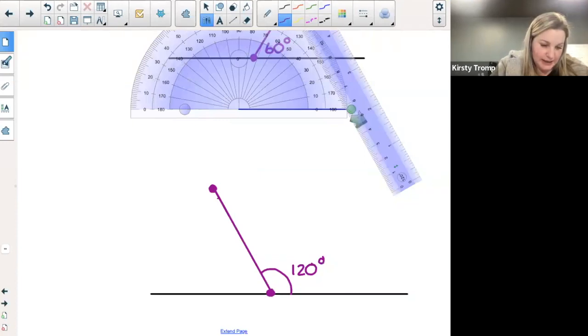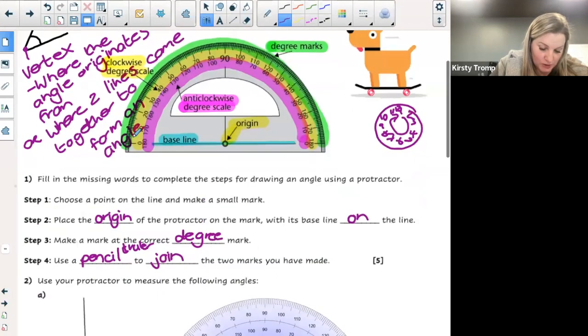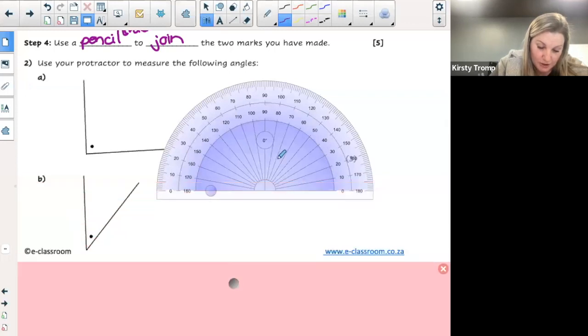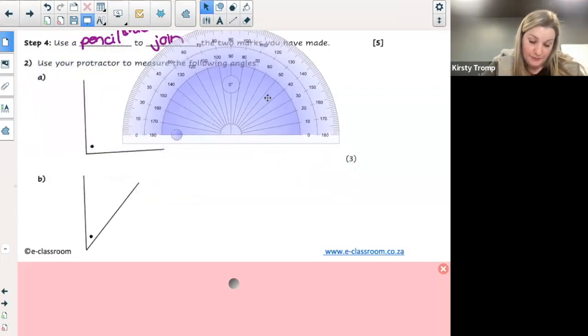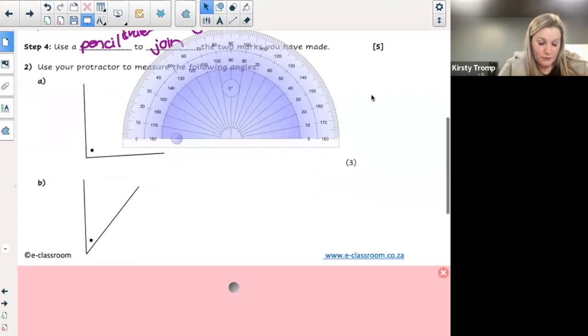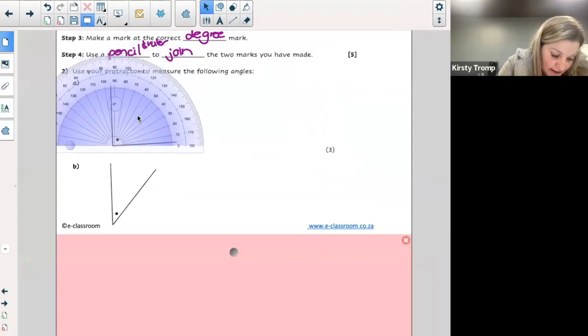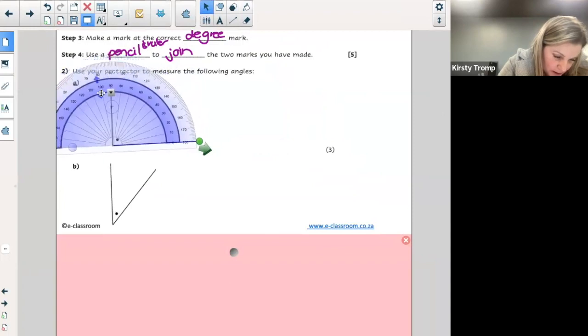All right, guys, let's move on to our next question. Now we need to go measure some angles, so let's go do some measuring. I'm going to take my protractor. I need to make sure we can see the whole page first. I need to make sure the protractor is small enough that it can fit on this whole angle. So let's make it a little bit smaller.